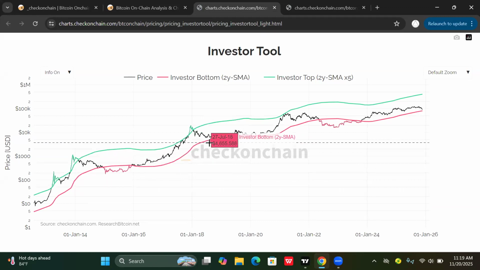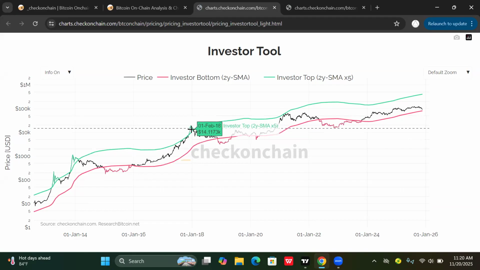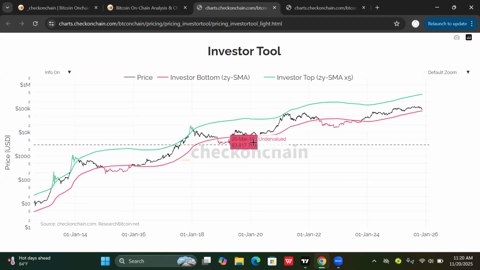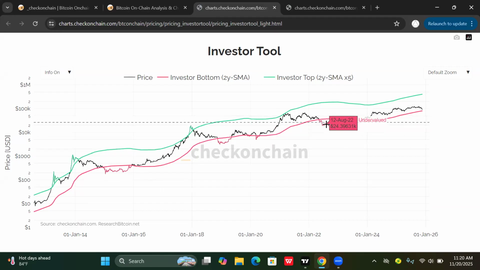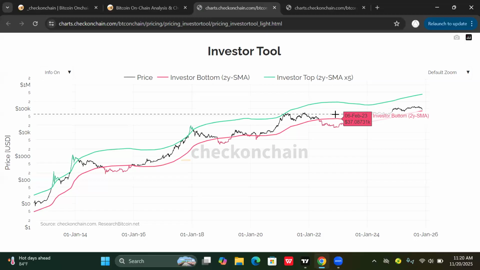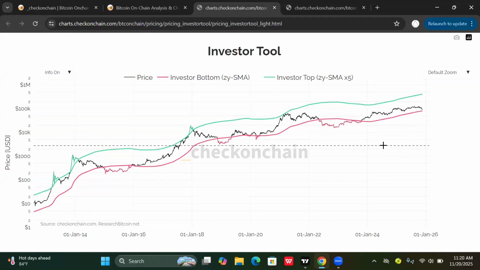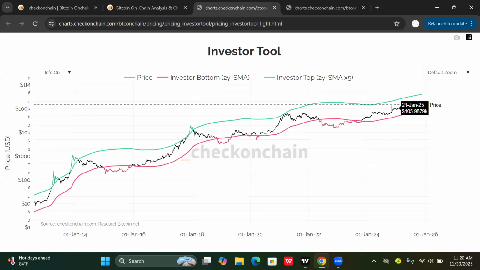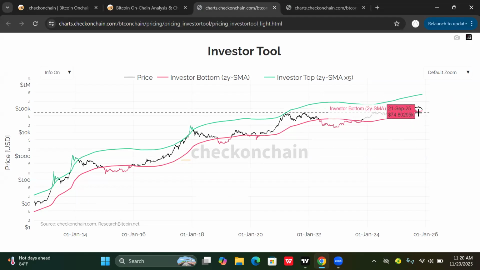It rallied, another buy zone, undervalued. Here it became overvalued. Here it became undervalued. Here we got undervalued relative to the value of the asset. We were undervalued. And also we are close to being undervalued on Bitcoin using this particular tool.